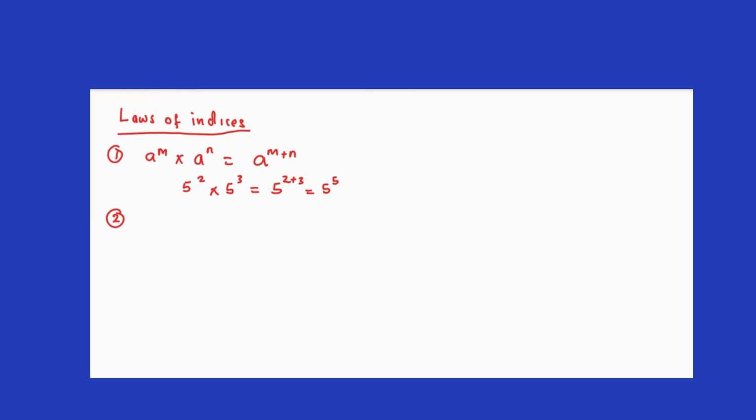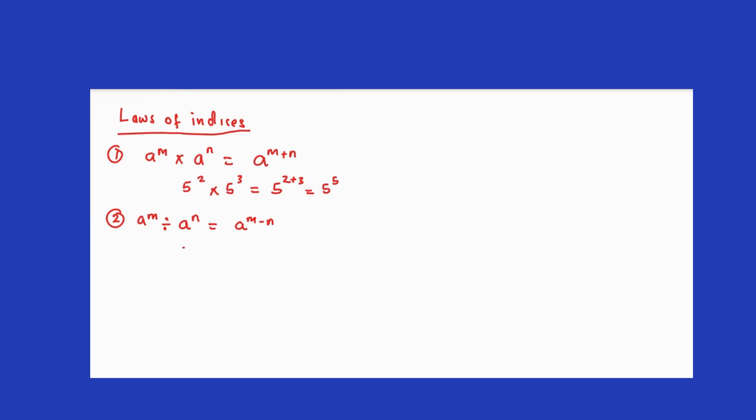So law number 2, a raised to power m, we say division, divide by a raised to power n. This one is equal to a raised to power m minus n. So when we have a division and we have the same bases, we just subtract the powers.